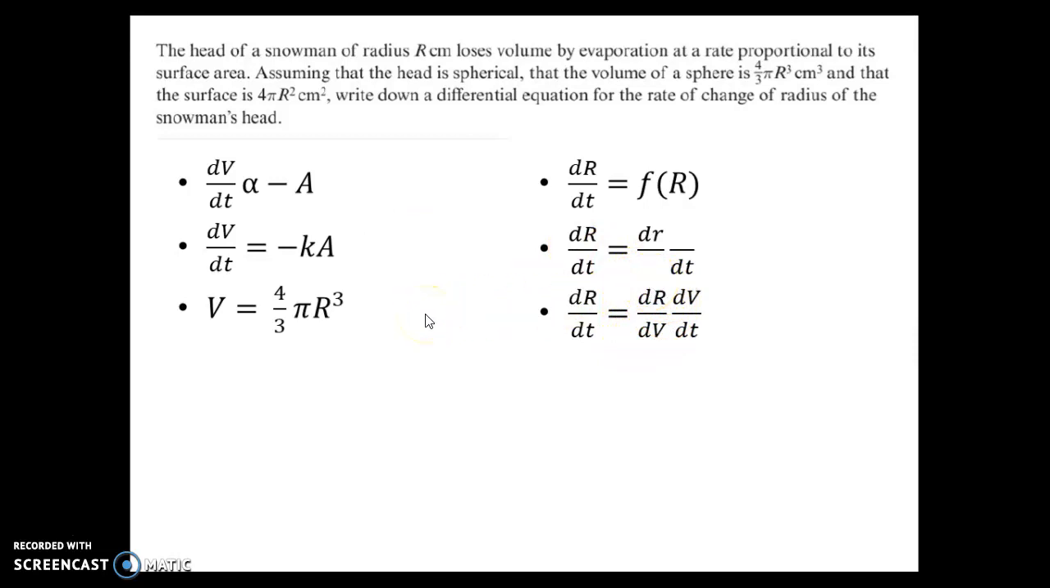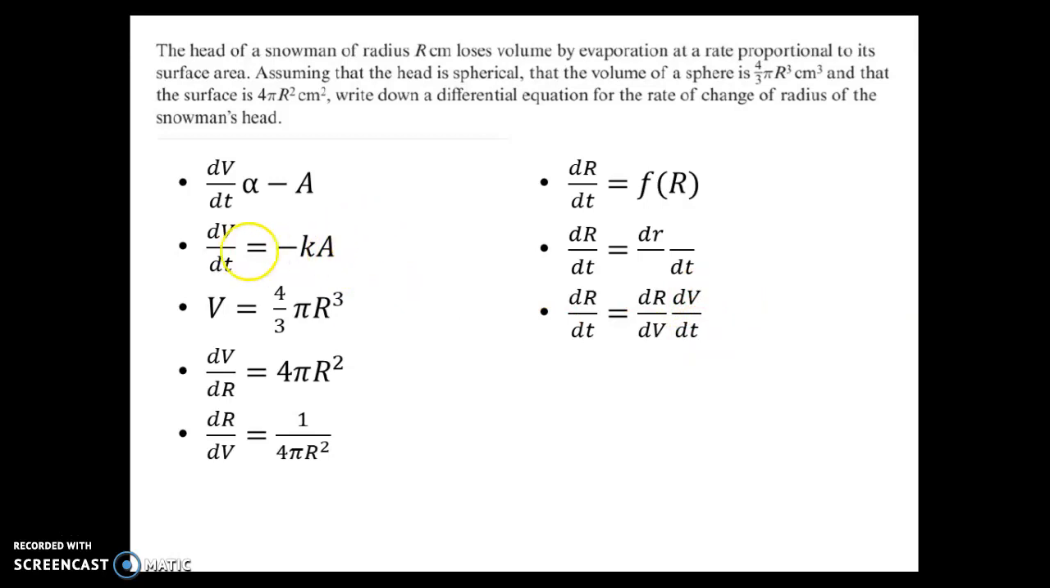So the volume is 4/3 pi r cubed. If we differentiate with respect to r, 3 comes down, cancels with that one, we get 4 pi r squared. So dV by dr is 4 pi r squared. We want dr by dV. That's 1 over that. So it's 1 over 4 pi r squared. So you might be thinking dr by dV is a function of r, but dV by dt is a function of A. If you are, well done.